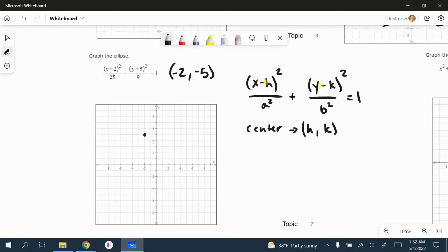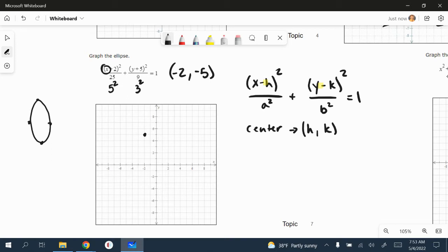Okay, and the next thing I'm going to do is plot my vertices. That just means I'm going to find where these points are located. The way to do that is I'm going to look under the x, and I see that that's 25, which is really 5 squared. I've got to break these down into their squares to see what I'm going to do. An ellipse is kind of like an oval, so when I say the end points, I mean the top and bottom or the sides. That's what I'm looking at right now for my vertices.